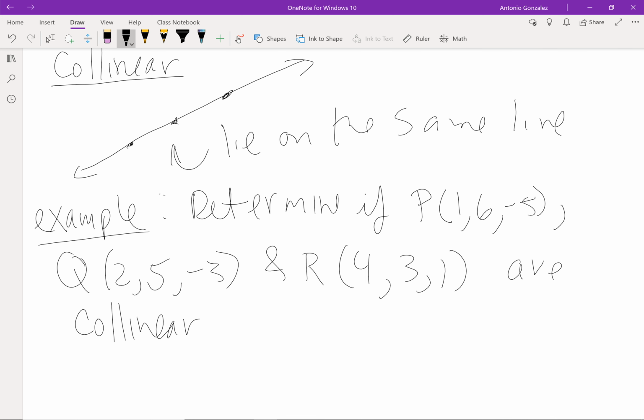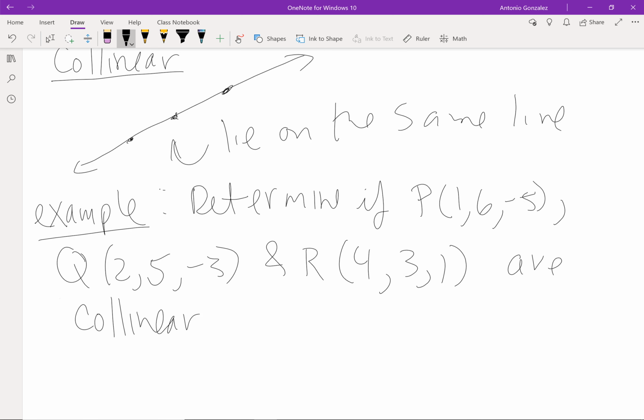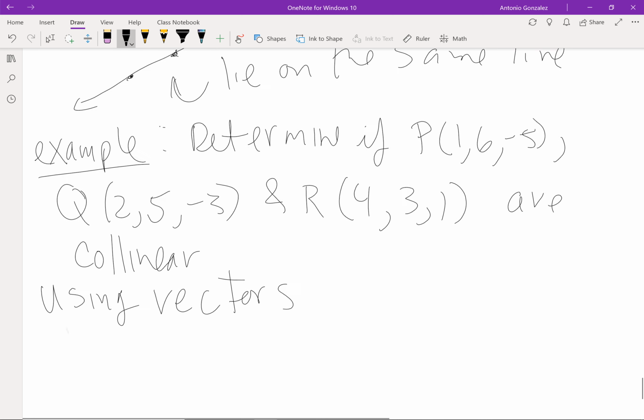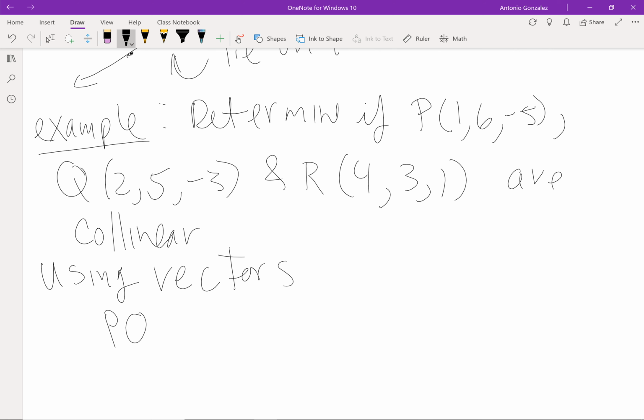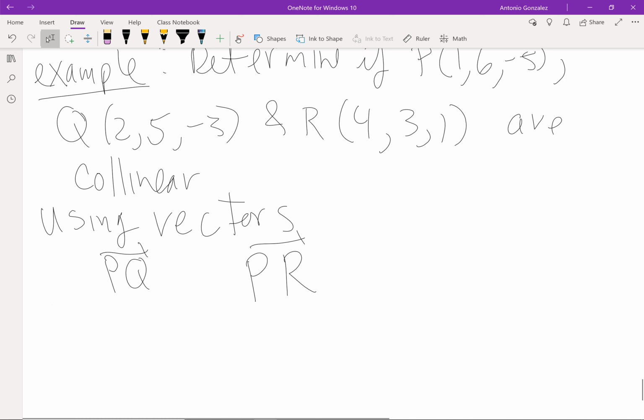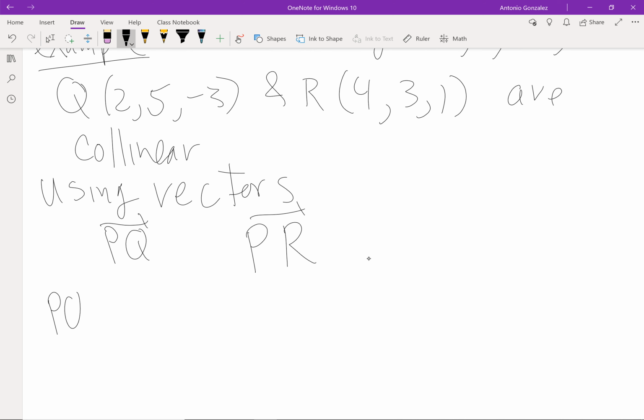Now I can do this by using vectors. What I'm going to do is look at the vectors PQ and PR. What I should have, if they have the same tail here, is that they should be in the same direction. Then I could just extend that vector out and it would be on the same line.